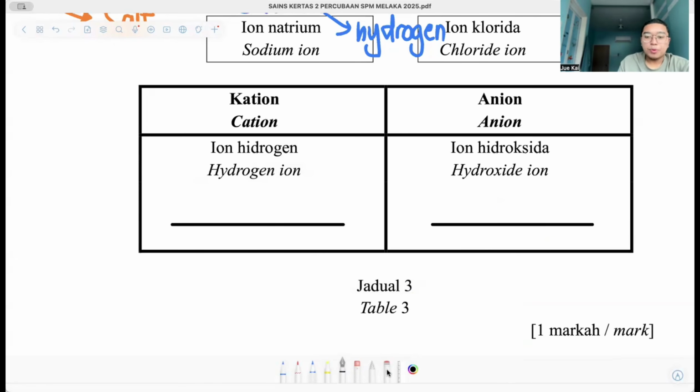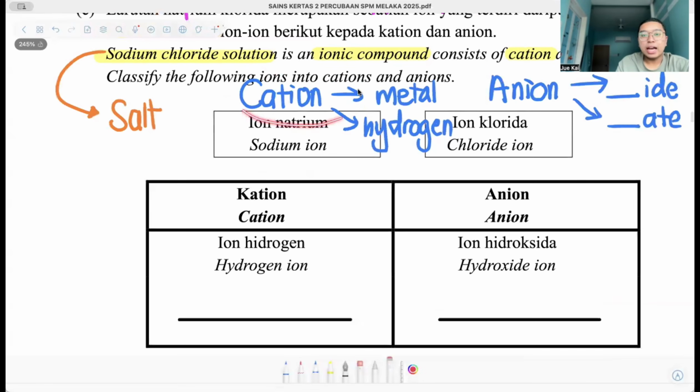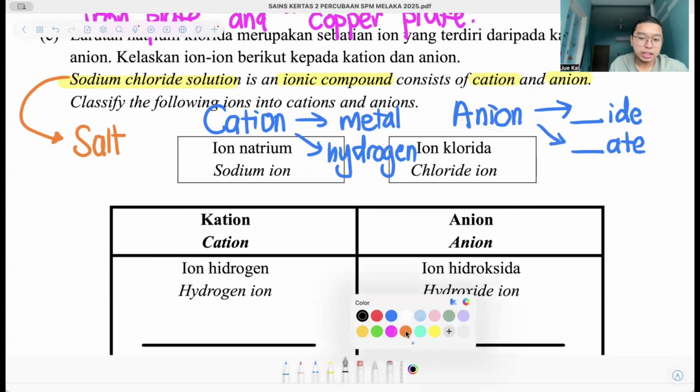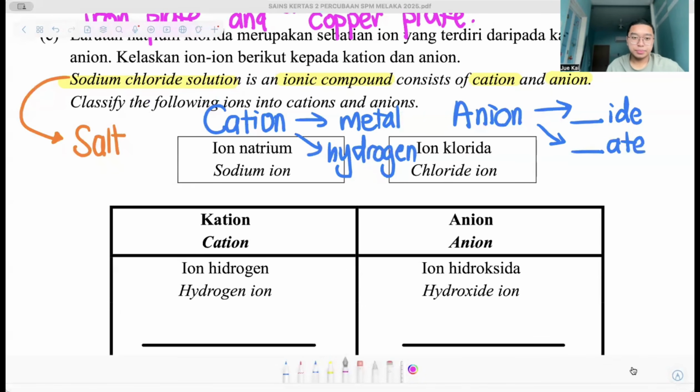Okay, so repeat again. Cation is metal and hydrogen. You see hydrogen. You trust me. And an anion ends with IDE and ATE. That's all. And then don't forget, is cation positive or negative, my dear? Cation is positive. Yes, good job, Benny.